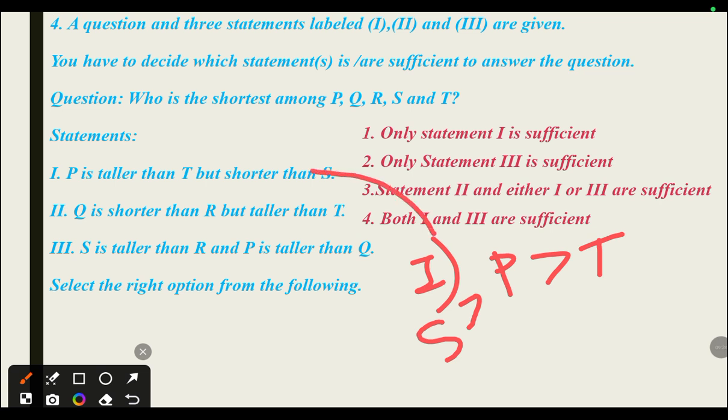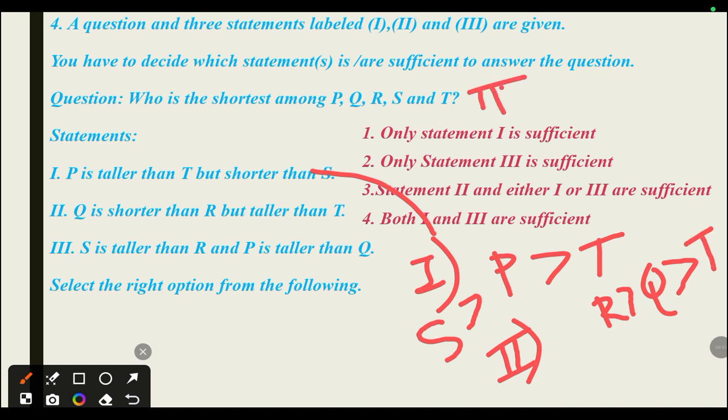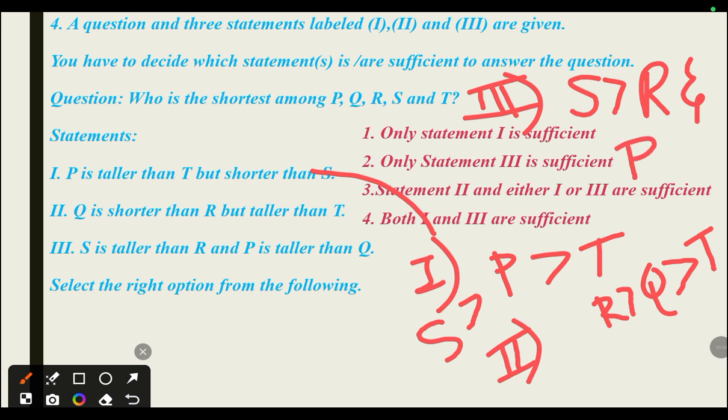This is actually the first. And in the second one they are telling that Q is shorter than R. Then I'll write it as R is actually taller than Q, isn't it? Q is shorter than R means R is actually taller than Q. But refers to Q: Q is actually taller than T. And next I'm going with 3. As the space is not sufficient, I'm just writing at the top. Please look there. S is actually taller than R. Next, P is taller than Q.